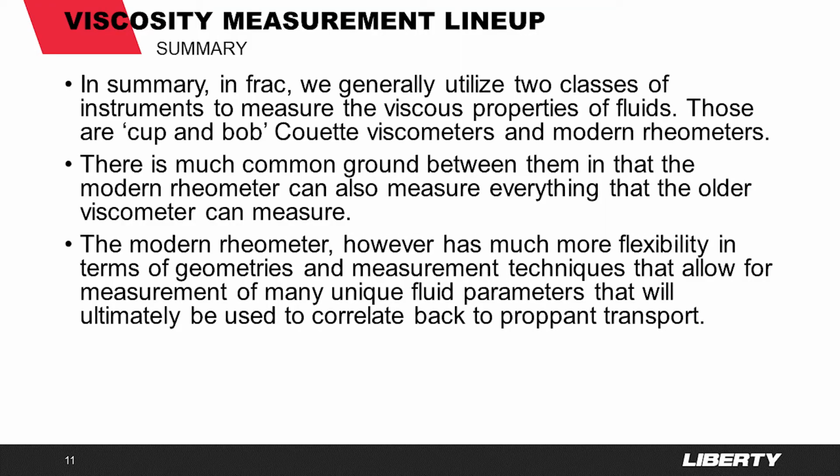In summary, in frac, we generally utilize two classes of instruments to measure the viscous properties of fluids. Those are cup and bob, cuvette viscometers, and modern rheometers. There is much common ground between them in that the modern rheometer can also measure everything that the older viscometer can measure. The modern rheometer, however, has much more flexibility in terms of geometries and measurement techniques that allow for measurement of many unique fluid parameters that will ultimately be used to correlate back to proppant transport.